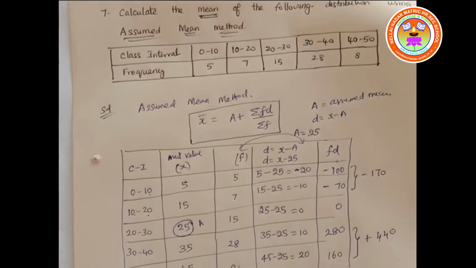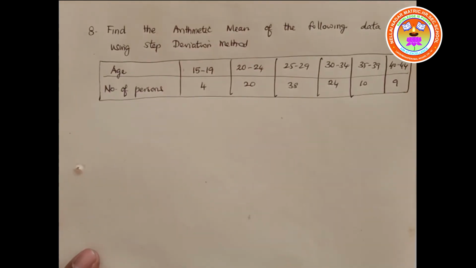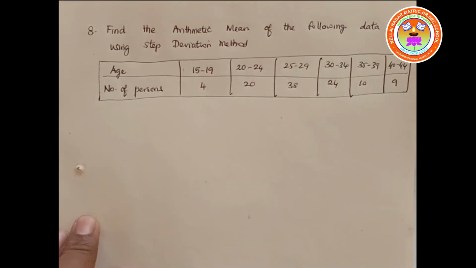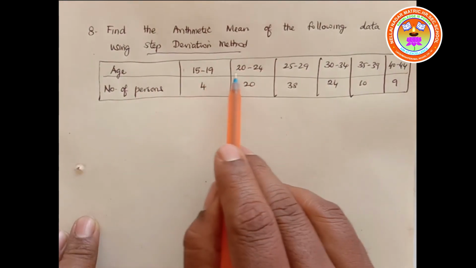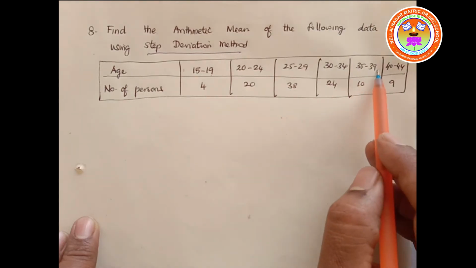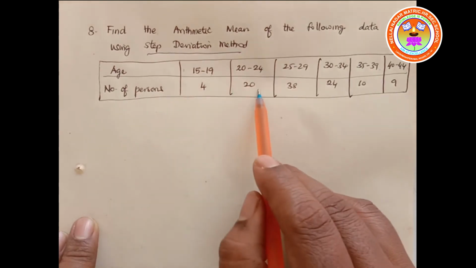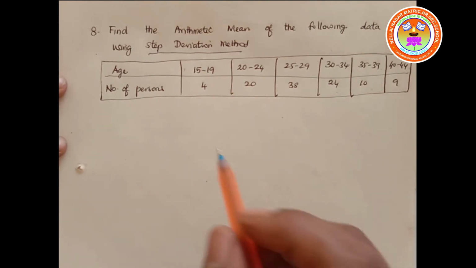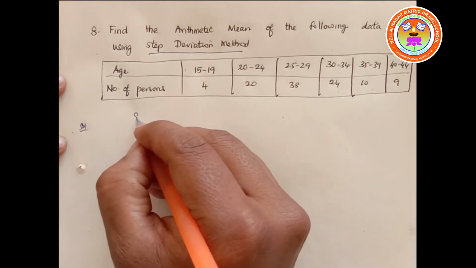By this we have completed question number 7. Question number 8. Find the arithmetic mean of the following data using the step deviation method. Age is given: 15 to 19, 20 to 24, 25 to 29, 30 to 34, 35 to 39, 40 to 44. Number of persons: 4, 20, 38, 24, 10, 9. Assumed mean is given as 32, right?